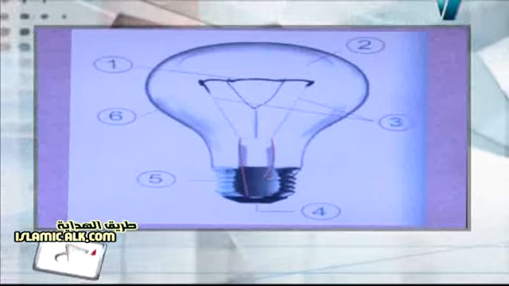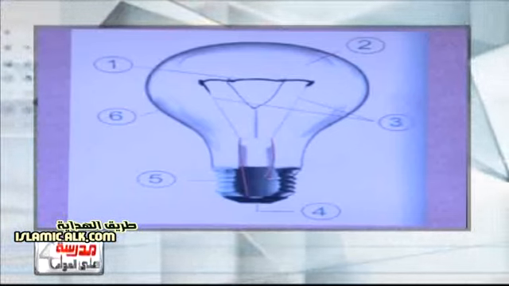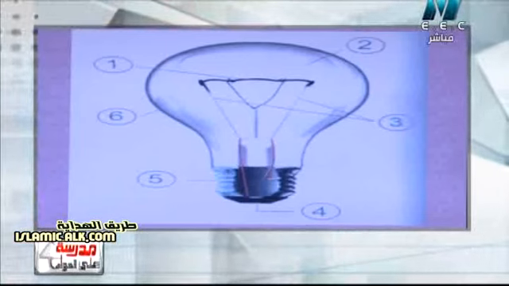Number 1 is the tungsten filament. Number 2 is the inert argon gas. Number 3 is the 2 copper lead wires. Number 4 is a piece of lead. Number 5 is a base. Number 6 is the glass bulb. So again, labeling diagram is very important in our exam.